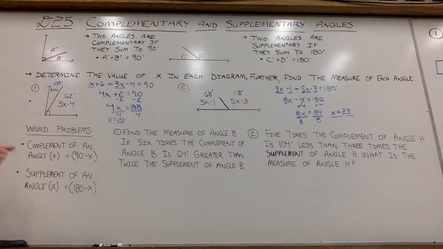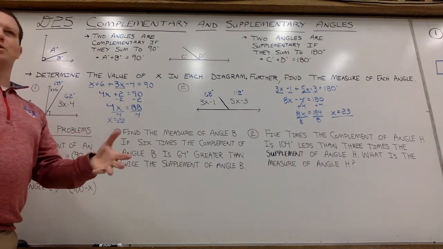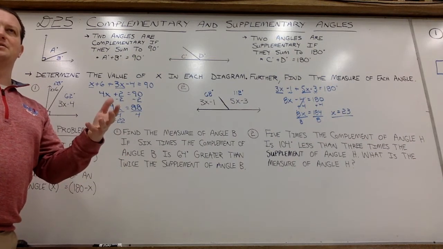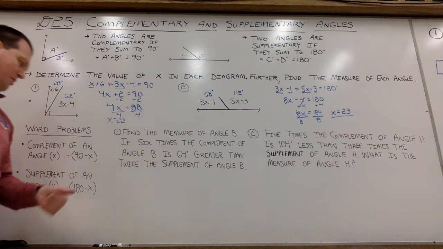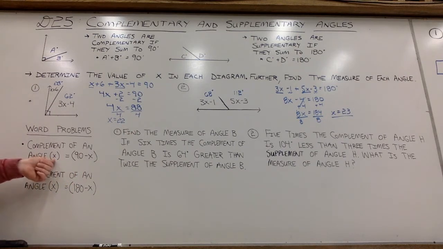And whenever I see in my word problems, kind of my key terminology, is that if I see the complement of an angle, again, if the angle is 40 degrees, its complement is going to be 90 minus 40, or 50 degrees. So when I have an angle whose measure I don't know, x, its complement will be 90 minus x.